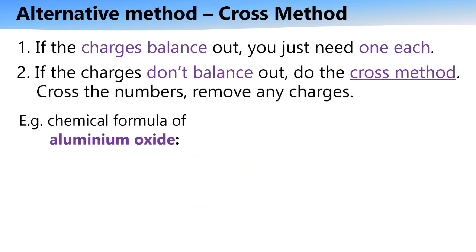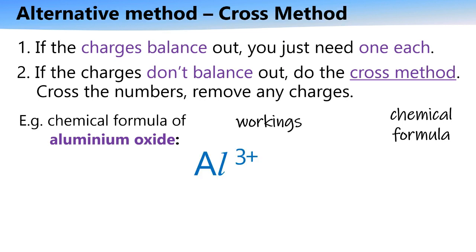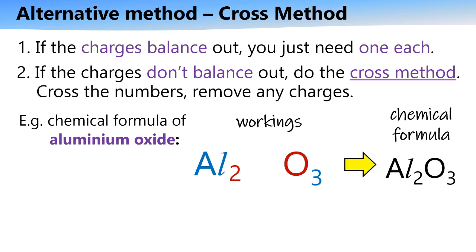One more example. Aluminium oxide. Workings and chemical formula again. Aluminium is Al3 plus and oxygen is O2 minus. So we are going to cross the numbers. In this case, 3 goes to the O side and 2 goes to the aluminium side. And I remove the charges. So the chemical formula I will get is Al2O3. So aluminium oxide is Al2O3.